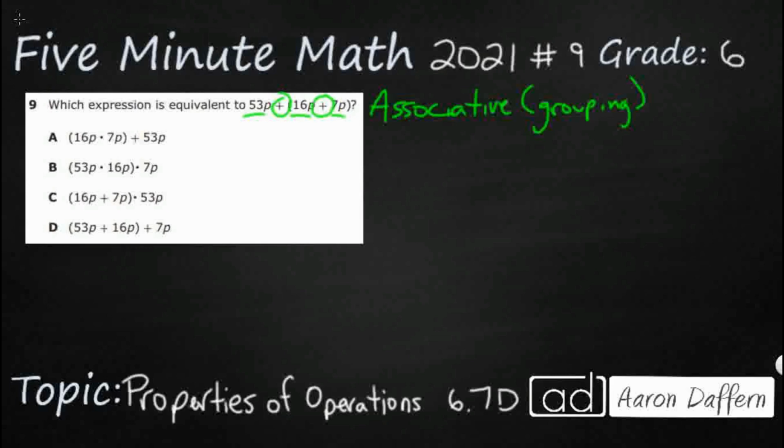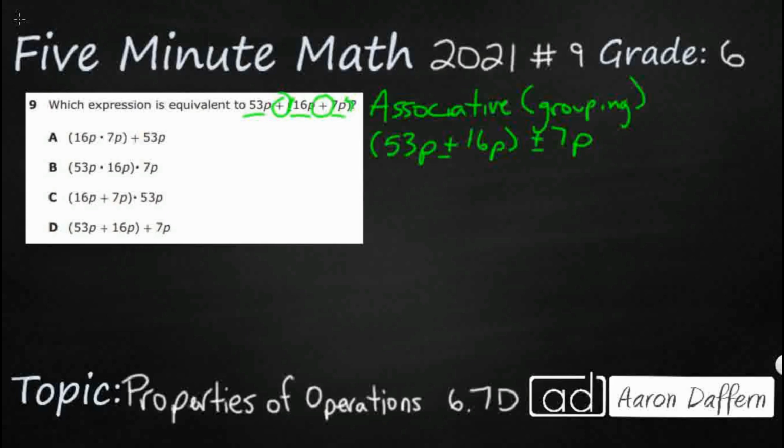So take a look at this. We've got 53p plus 16p plus 7p. We really don't need those parentheses. They're not doing anything because everything's just going to be added all together. So these parentheses are actually useless. If we wanted to, we can just change the grouping to 53p plus 16p, plus 7p. And all we did was just change the group. We added 53p and 16p first, because since they're all just being added together, it's not really going to change anything.